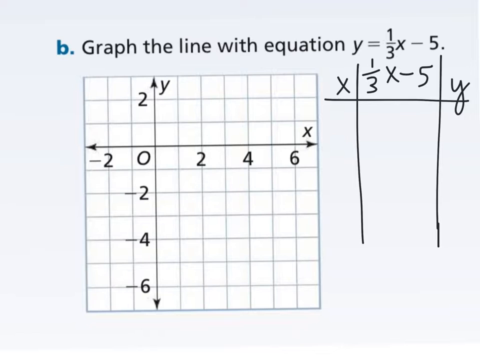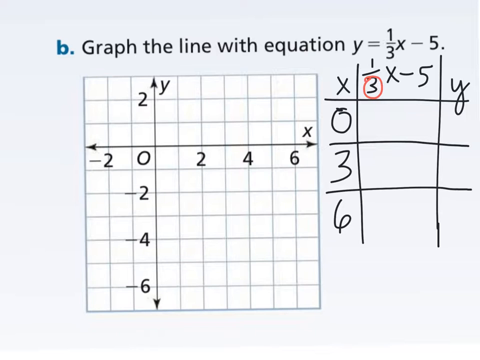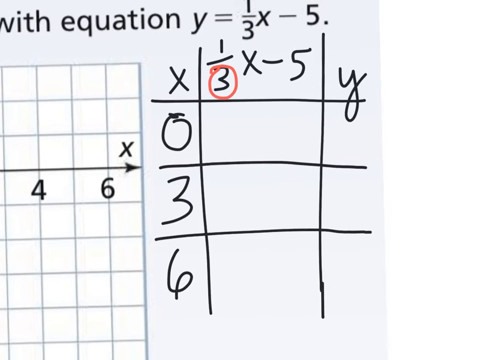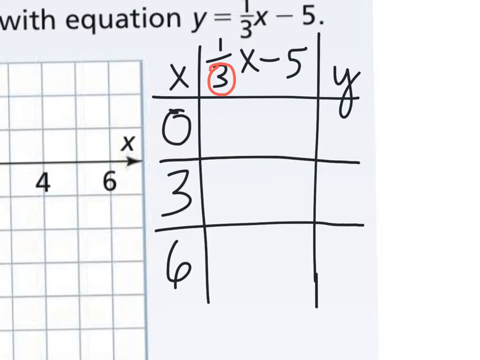Easiest, as far as graphing especially, is going to be picking things that are not going to give you fractions. 0 I'm always going to pick as an x value. And then like we talked about earlier, since my denominator is 3, pick that as one of your x values, and then the next multiple of 3 is 6. Those are going to be numbers that are easier for us to work with, that's not going to give us fractions when we go to graph this.